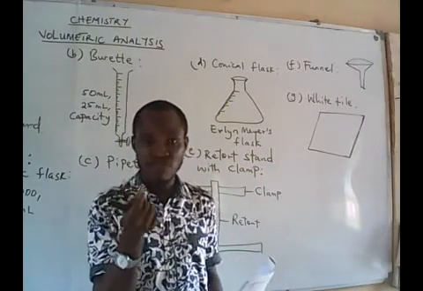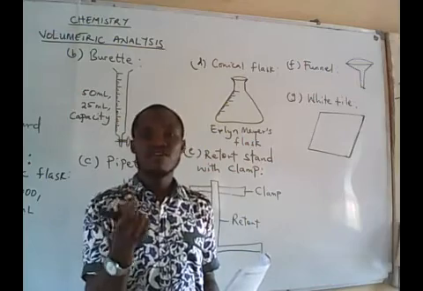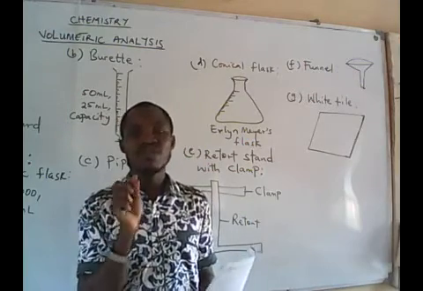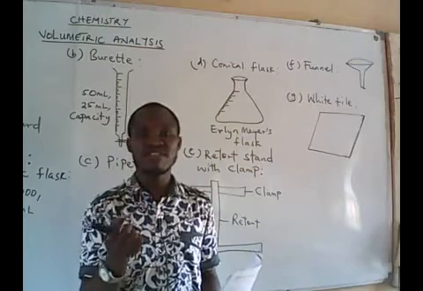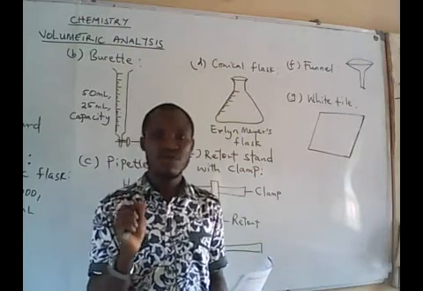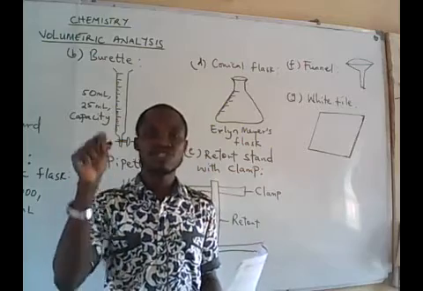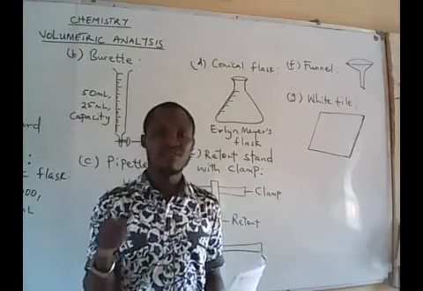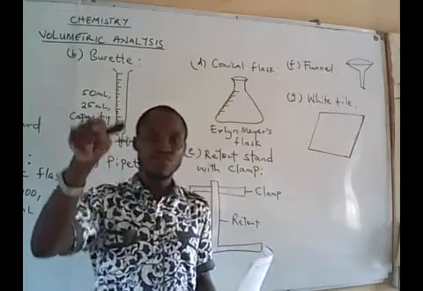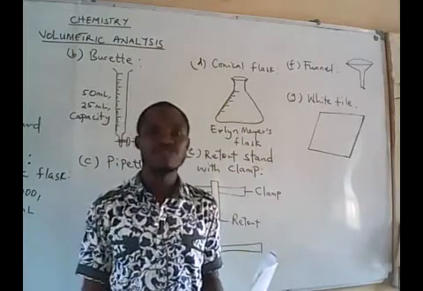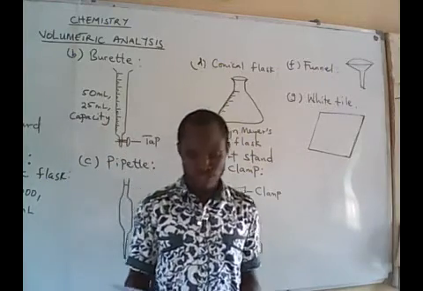To avoid overshooting, the white color of the tile will help you to observe the first signal of the color change of the indicator during the titration, so that you cannot overshoot the endpoint, because overshooting the endpoint may lead to error during the titration. Okay, so that is the function of that.